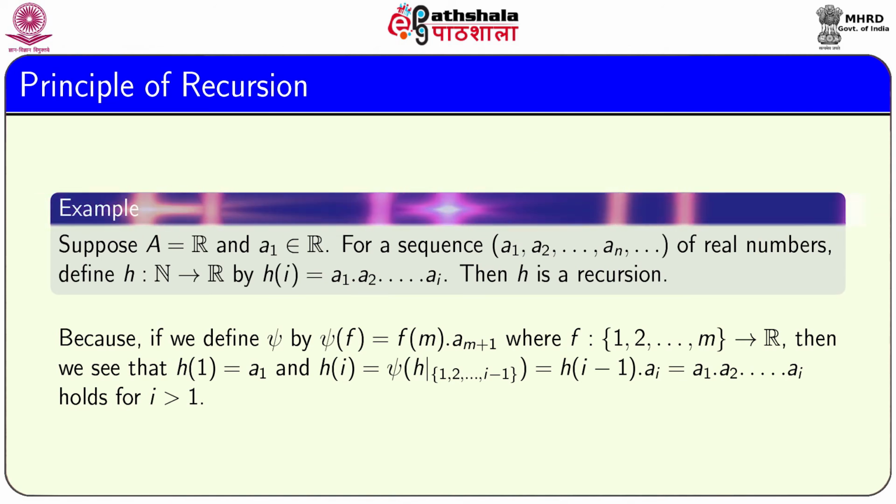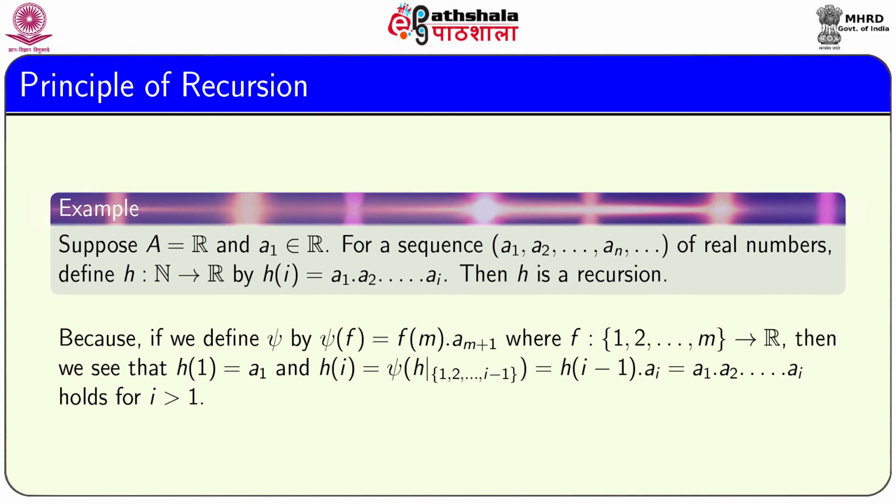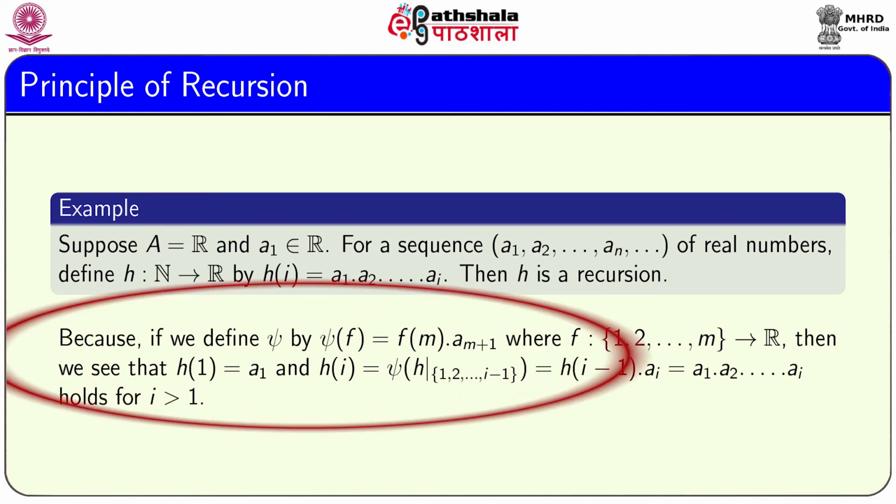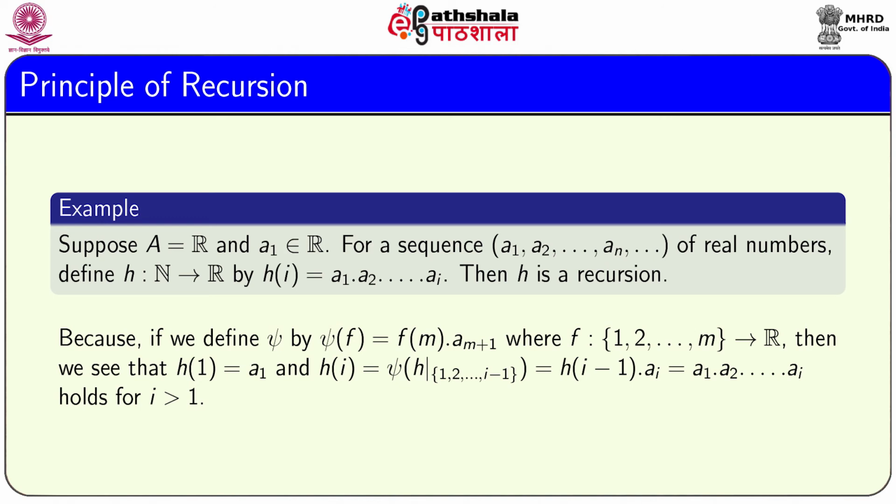Next is another example where we take A as the set of real numbers, a1 is a point from R, and for a sequence a1, a2, ..., an of real numbers, we define a function h from N to R by hi is equal to a1, a2, etc. up to ai, this product. Then h is again a recursion, because if we define psi by psi f is equal to f(m) times a(m+1), where f is a function from the section 1 to m to R, then we see that h1 is a1, hi is the product a1, a2, ..., ai, and this holds for all i greater than 1.